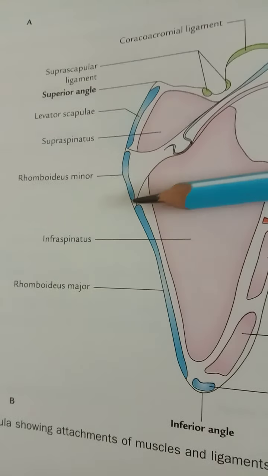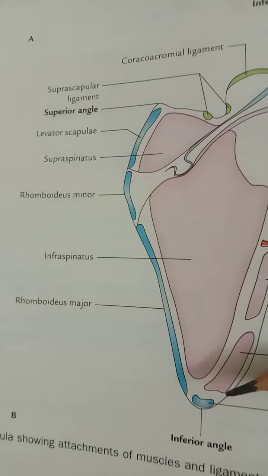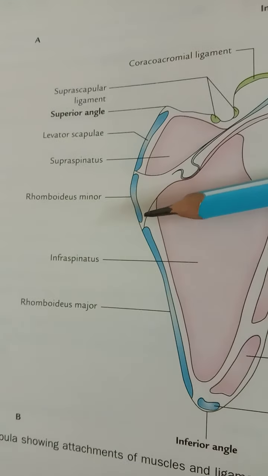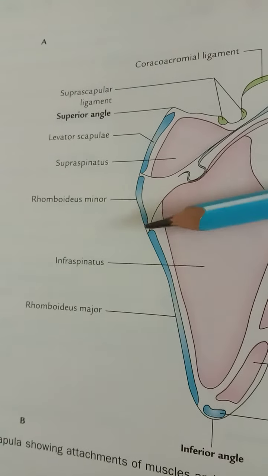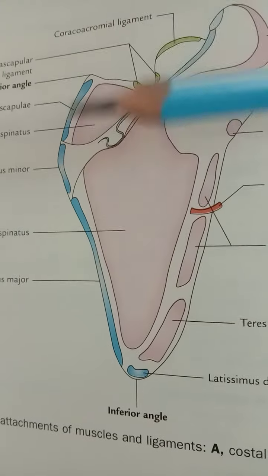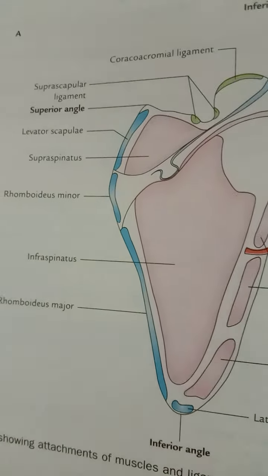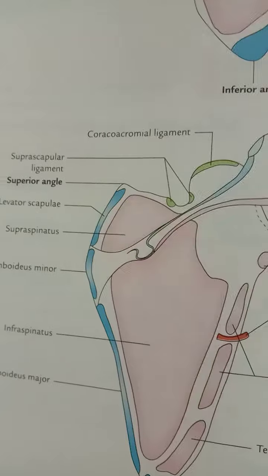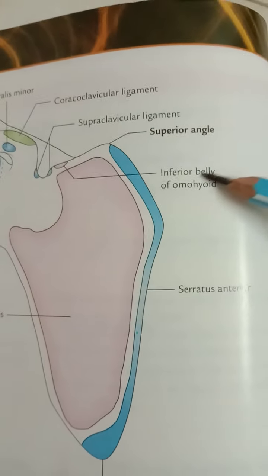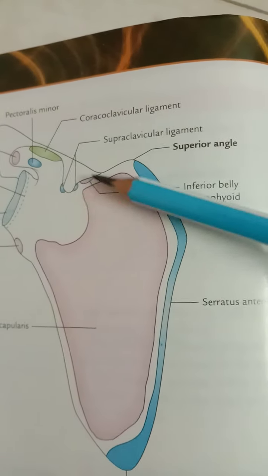Then the rhomboideus major, so this one here. It should be inserted into the medial border on the dorsal aspect between the root of the spine and the inferior angle. So that is the rhomboideus major. Then the inferior belly of the omohyoid arises from the upper border near the suprascapular notch. Here you can see the notch, and here the inferior belly of omohyoid arises, this one.